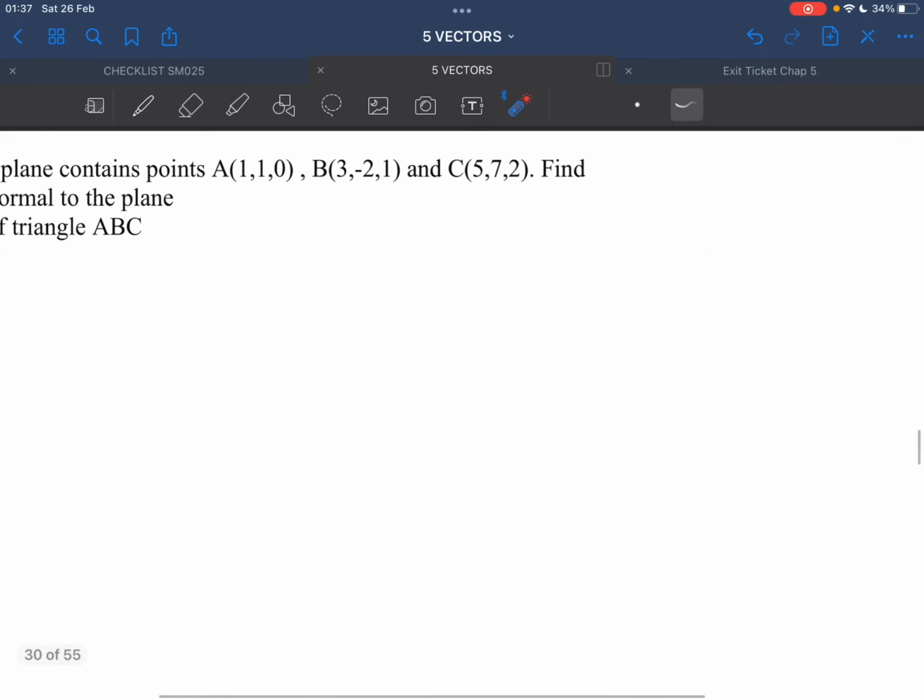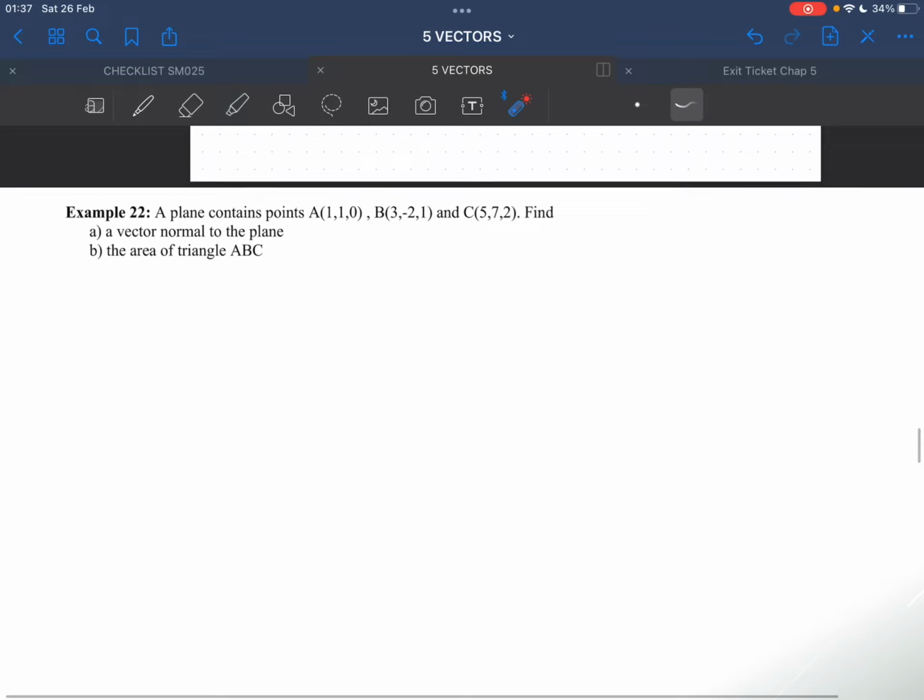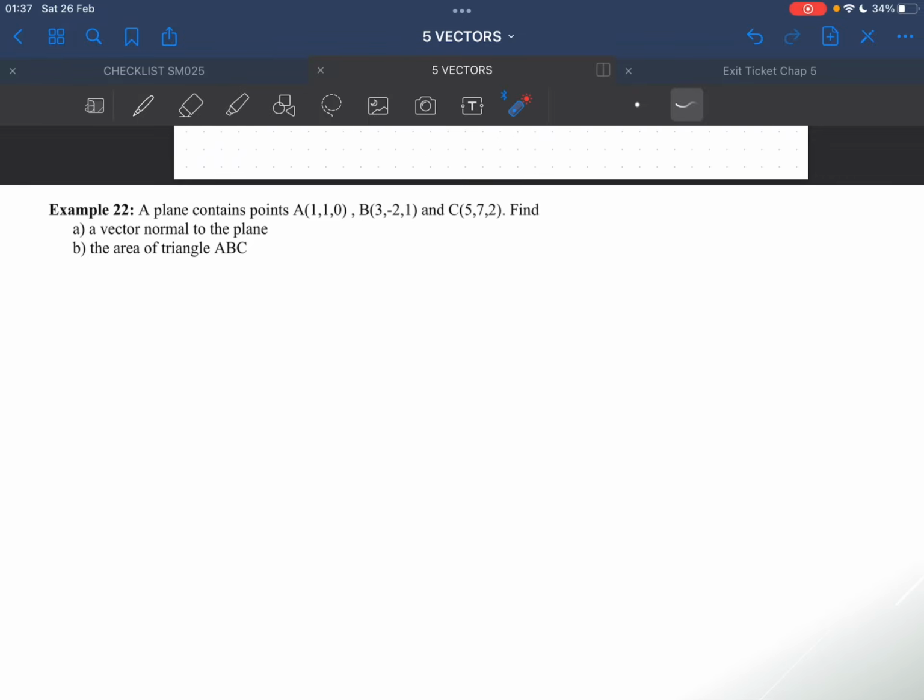So let's see one more example, last example for this subtopic here. A plane contains points A, B and C. Find a vector normal to the plane. Okay, a vector normal to the plane is what we did earlier. This is to find the normal, which is basically just the cross product. Okay, the cross product.